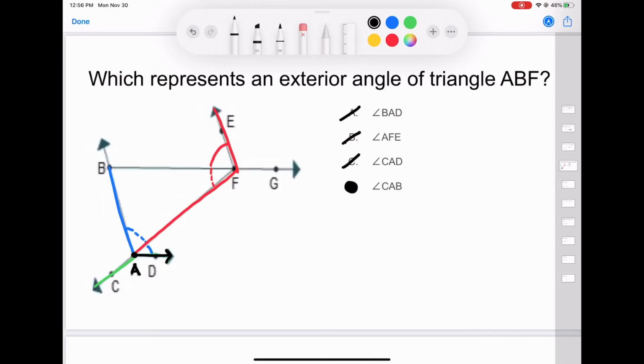Now we're left with one answer choice, so we can select it, but we can also double check to see if it's true. So we're looking at CAB. Well, as you can see here, the entire angle CAB is an exterior angle, and thus our answer is D. Let's move on.